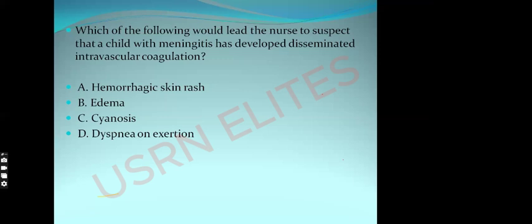The child with meningitis has developed disseminated intravascular coagulation. I know it's a big deal with coagulation, and it can lead to bleeding. I'm not too sure, but I've read it before. So anything that goes with disseminated intravascular coagulation will lead to bleeding. And so hemorrhagic skin rash, I don't know. I'm trying. But that is true. That's correct.